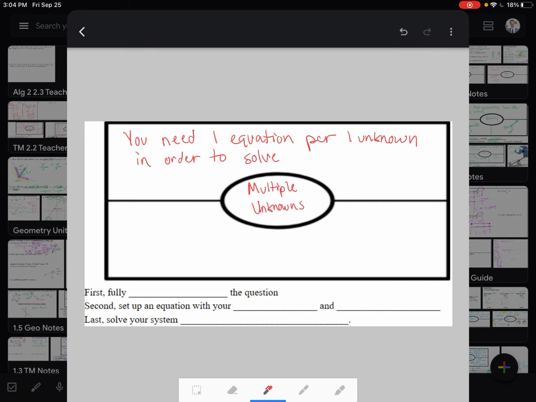So basically what that's saying is that if you have 2 variables, you can't solve unless you have 2 equations. If you have 5 variables, you magically can't solve with 2 equations, you need 5. So a lot more information is needed if we have multiple variables.